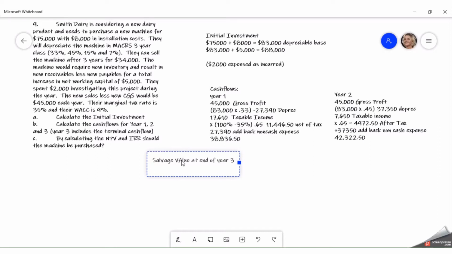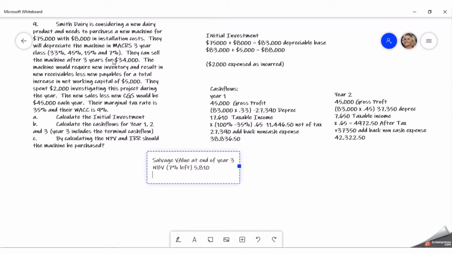But at the end of year 3, if we can sell that machine for $34,000, our net book value would basically be 7%, right? That's all that's left. At the end of year 3, we're going to have depreciated all 3 of those, so we'll only have 7% left. So then that is going to be 83,000 times 0.07 gives us $5,810 as our net book value.